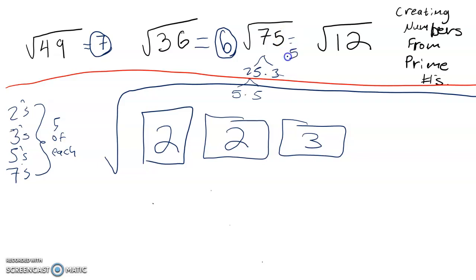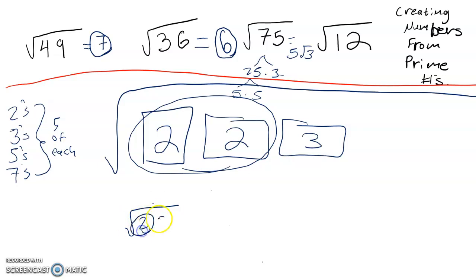I'll write square root of 12 right here. All right, I'm looking for my pairs of numbers. I see that I got a pair of 2s right here, and I only have the 1 3 right there.